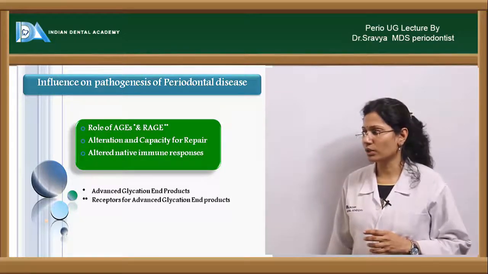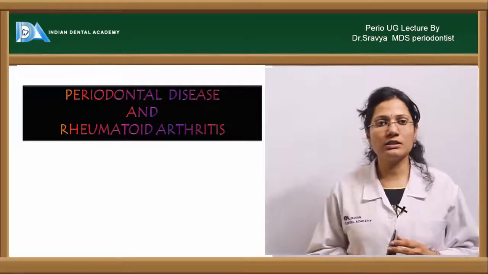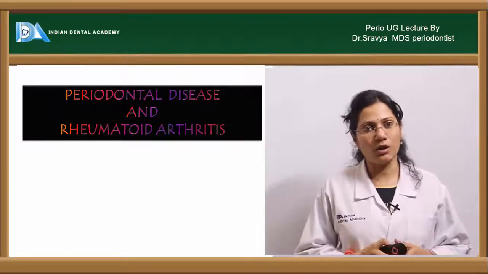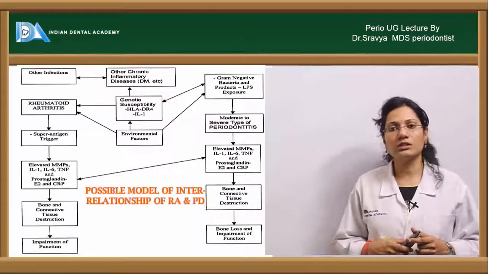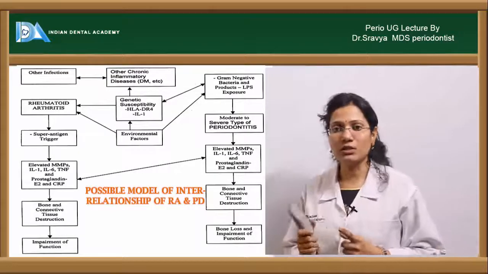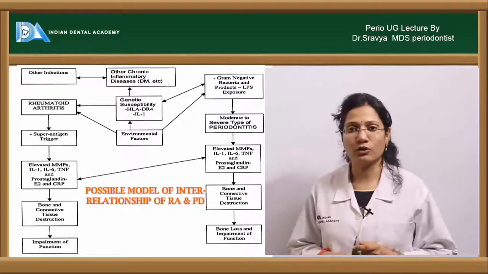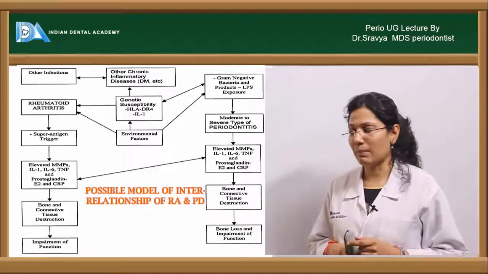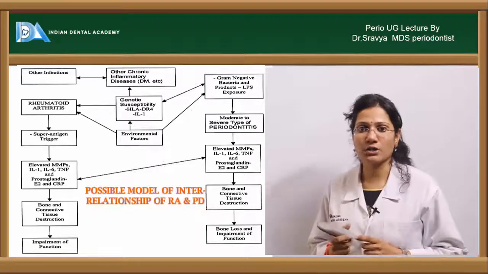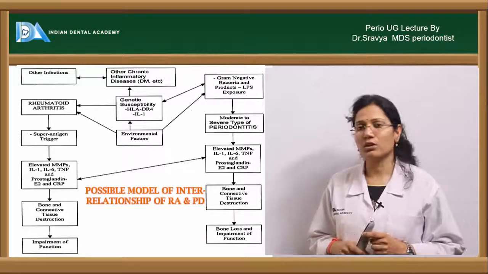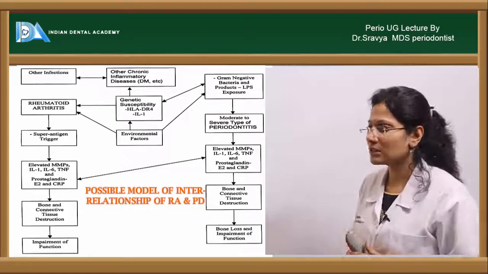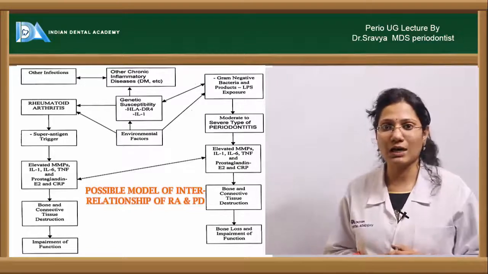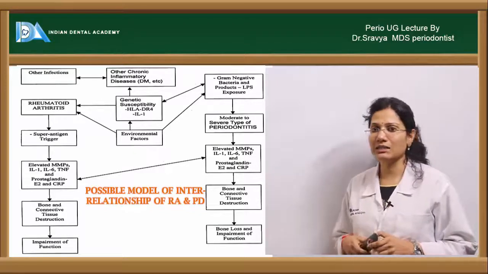Now let's see periodontal disease and its association with rheumatoid arthritis. Rheumatoid arthritis is an inflammatory disease, and periodontal infection is also an inflammatory disease. This is the possible mechanism which links rheumatoid arthritis with periodontal infections. Periodontal infections are mainly caused by gram-negative anaerobic bacteria, and as a result of constant exposure to endotoxins and lipopolysaccharides, there is constant stimulus of immune responses and increased production of MMPs, that is matrix metalloproteinases, also called collagenases, gelatinases, stromelysins, matrilysins, and so on.